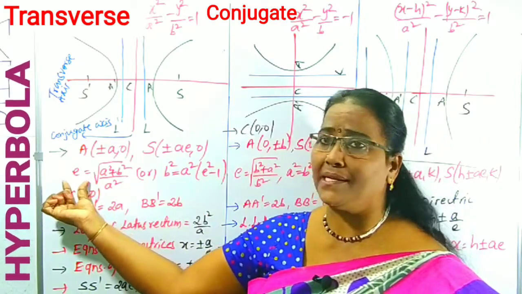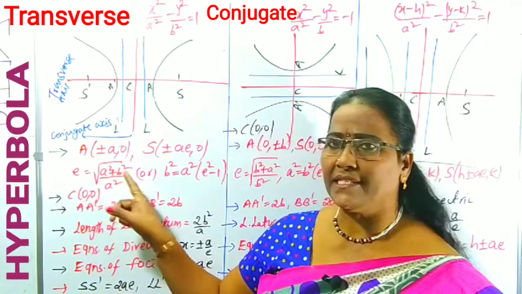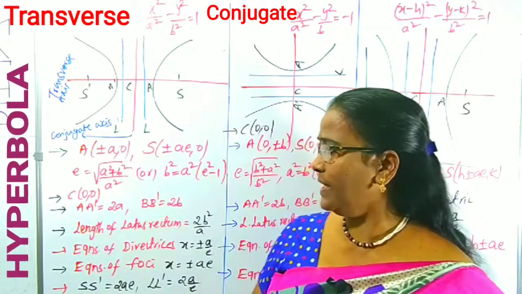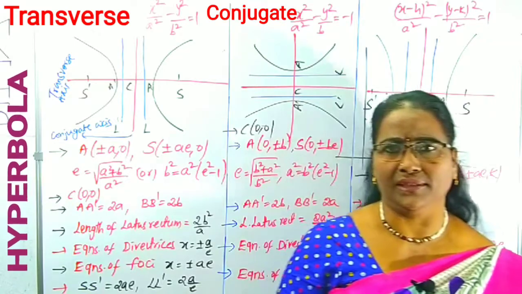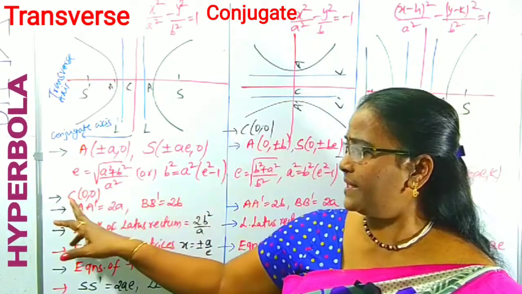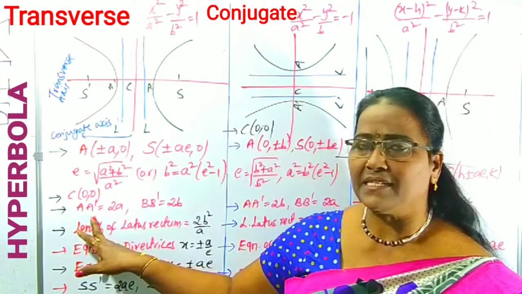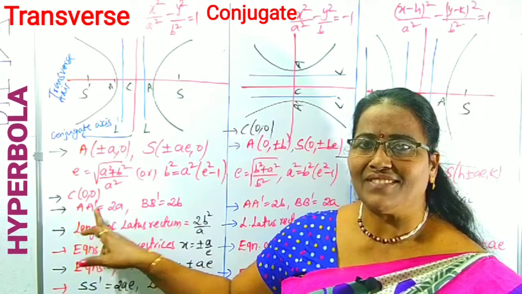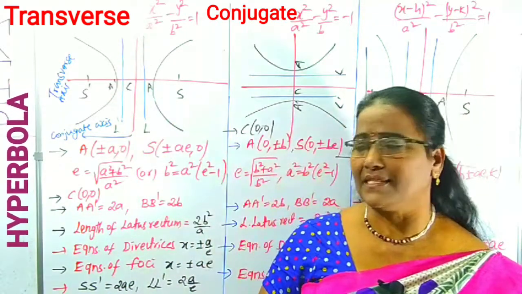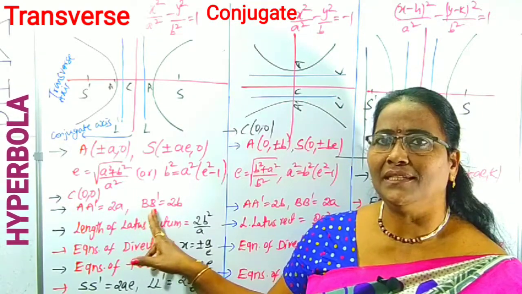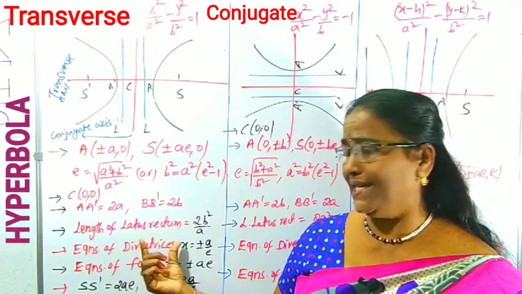The major part is the eccentricity. Eccentricity of the hyperbola is e equals root of a square plus b square by a square, or maybe we can write b square equals a square of e square minus 1. Is it clear? Now, what about the center? The center is at the origin. The length of the transverse axis is 2a, and the length of the conjugate axis is 2b.